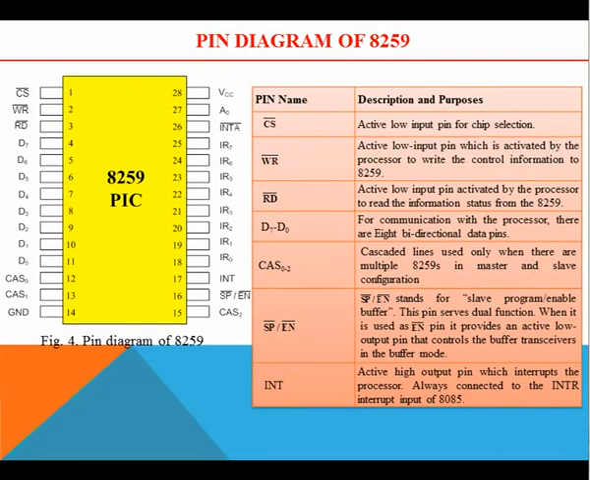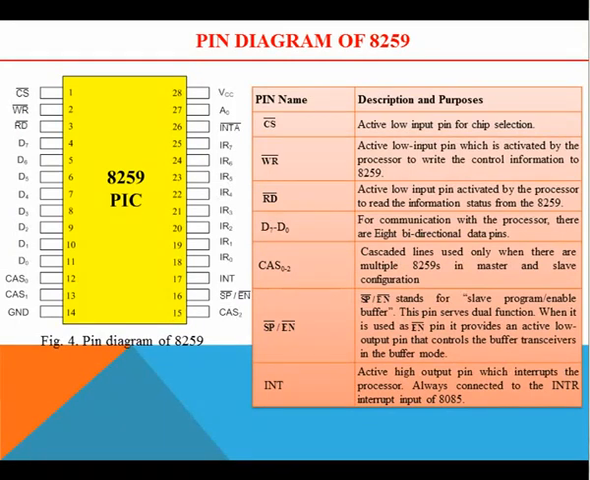For communication with the processor, there are 8 bidirectional pins, D0 to D7, from pins 4 to 11. Control, status and interrupt vector information is transferred via this data bus.